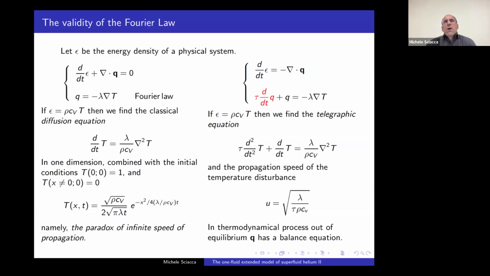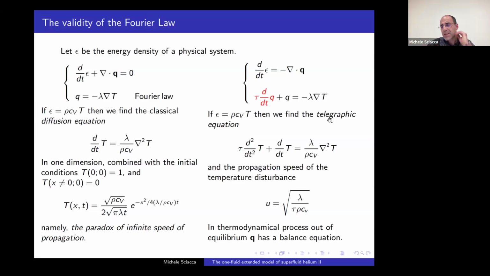And if you consider a bar in one dimension, and you assume that the temperature is one at x equals 0, you find that the solution is the one you see here, just the parabolic solution. And there is the paradox of infinite speed of propagation, which means that it's not possible to have an infinite propagation of heat or temperature, especially in those systems where you reveal the presence of thermal waves.